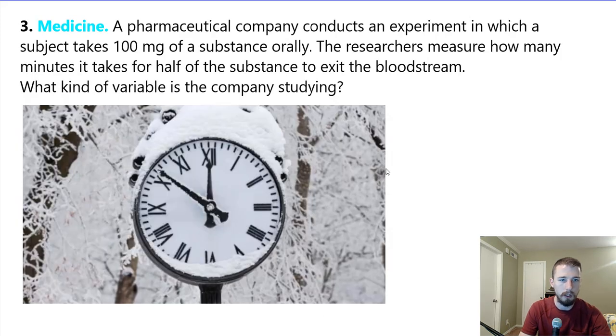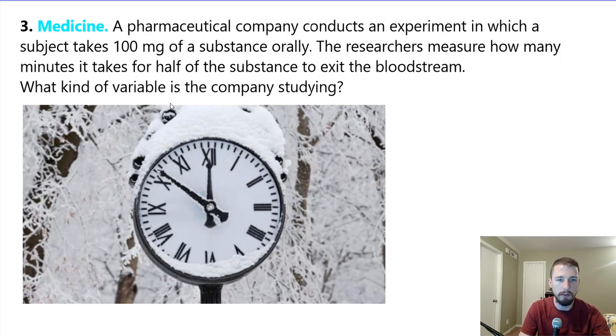Number 3, medicine. Pharmaceutical company conducts an experiment in which subjects take 100 milligrams of a substance orally. The researchers measure how many minutes it takes for half of the substance to exit the bloodstream, so the half-life. What kind of variable is the company studying? So it looks like in this one, we're interested in the half-life. The variable, is that going to be quantitative, categorical, or an identifier?